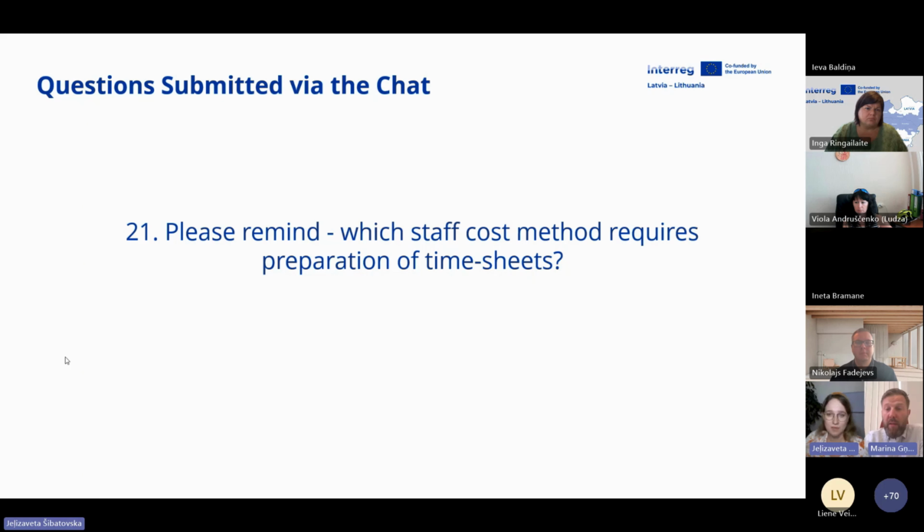Yeah. Timesheets have to be submitted only for the unit rate method. If you have chosen the flat rate method, you don't have to prepare any timesheets. There are also some specific cases in which timesheets do not have to be submitted, but I will have 2 short slides, and I will show those cases when they don't have to be submitted. Yeah, maybe next question.